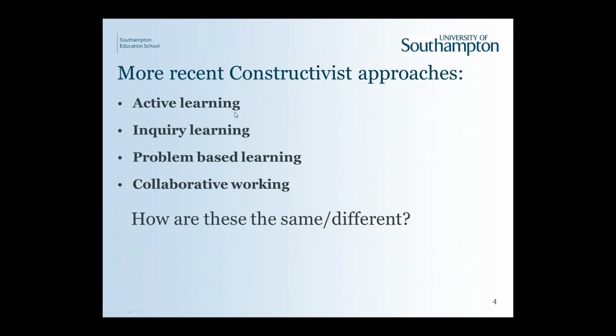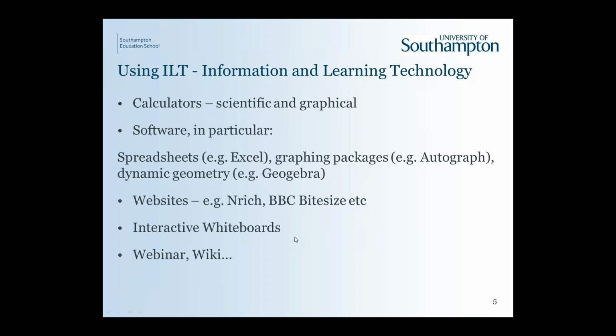The active learning is obviously just getting them up and doing stuff. Inquiry is where you give them a prompt and leave them to get on with it. Problem-based, give them the problem. And collaborative is when they're working together. So you can put all of those in together as one thing, or use different bits of that.